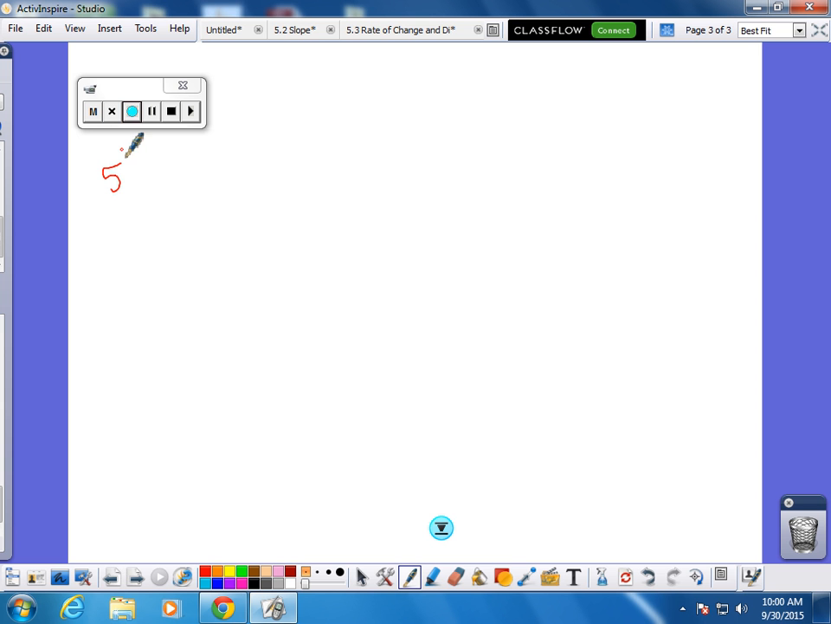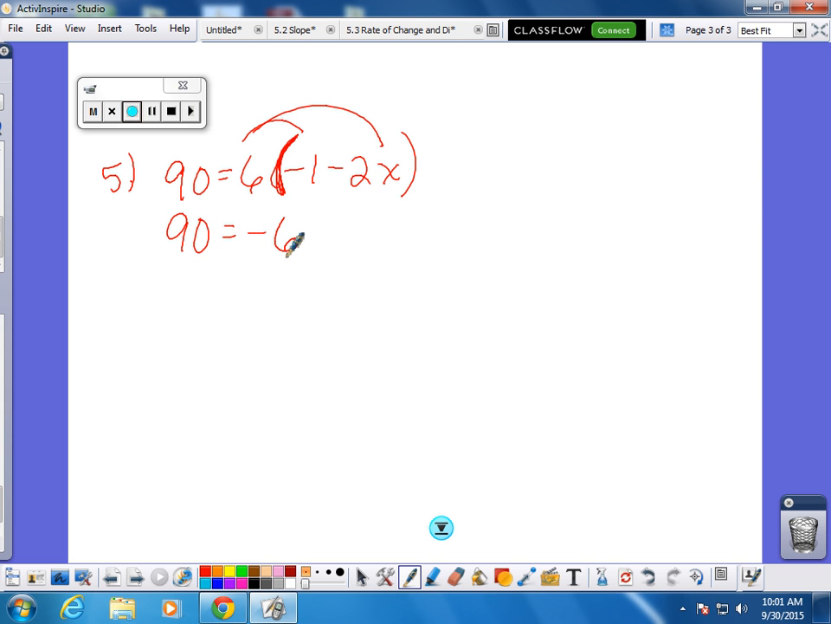All right, number 5. What property is included in number 5? Right, and that's a good place to miss it, right? And so I've got 6 times these, and so 90 would be equal to -6 minus 12x. I'm solving for x, I have to subtract the 6 and I multiply -12 in the way. So to undo this, I add 6 to both sides.